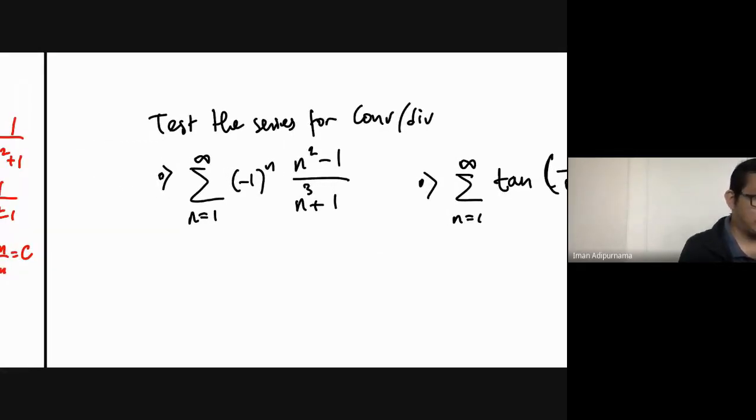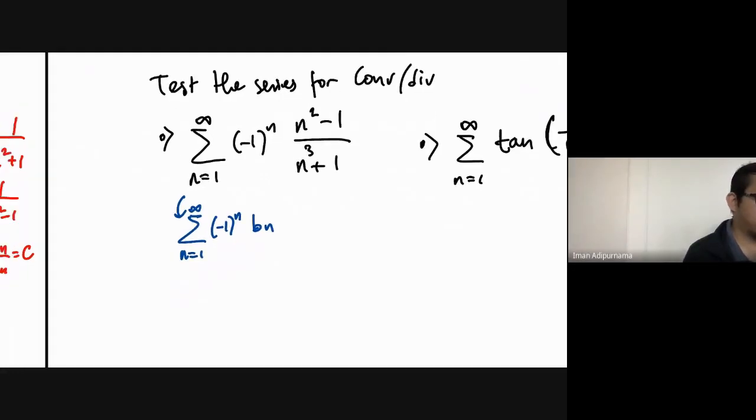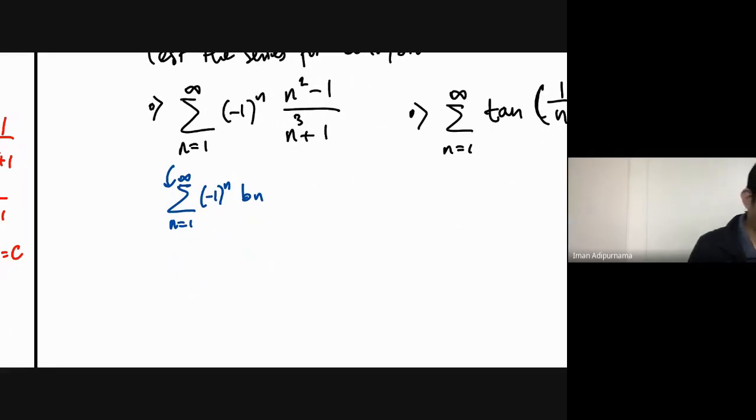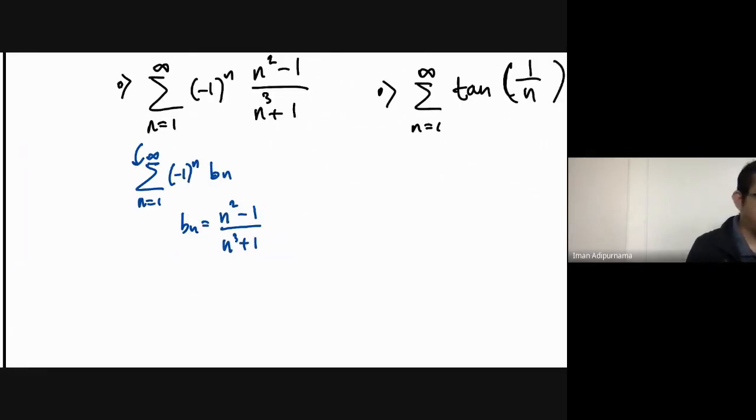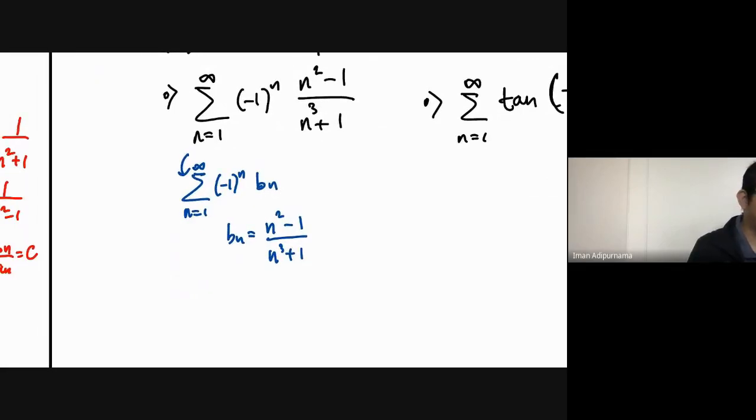Okay, so first thing, whenever you find an alternating series, you can observe the alternating series in two parts: the alternating one and then the absolute value. So first let me write this series, and let me make sure that with the alternating series I can find something. Okay, so b_n is this part.